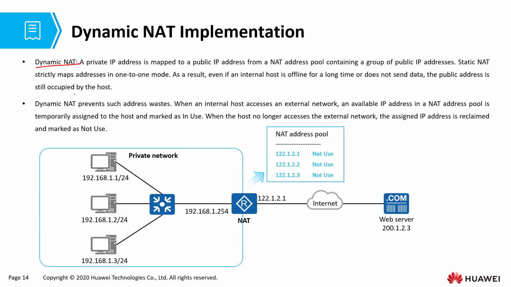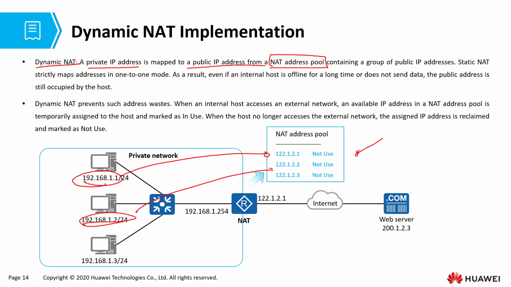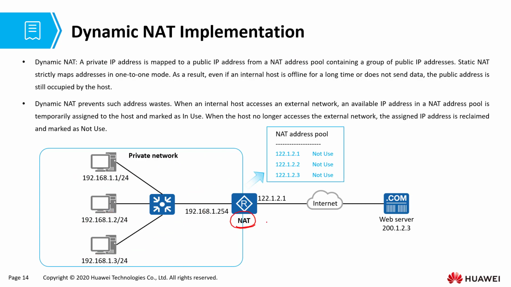So in dynamic network address translation, a private IP address is mapped to a public IP address from a NAT address pool. That right there is the key statement. We are mapping to a NAT address pool. In other words, instead of statically configuring that this private IP is mapped to that public IP, and this private is mapped to that public, we don't do that anymore. We are going to log into this router and set up an address pool and say, hey, this is our public IP, this is our public IP, and this is also our public IP.